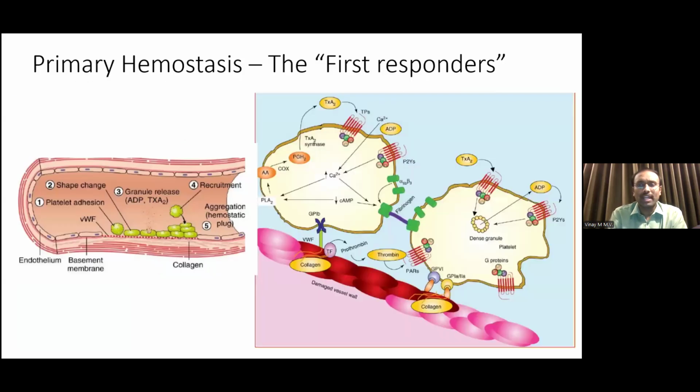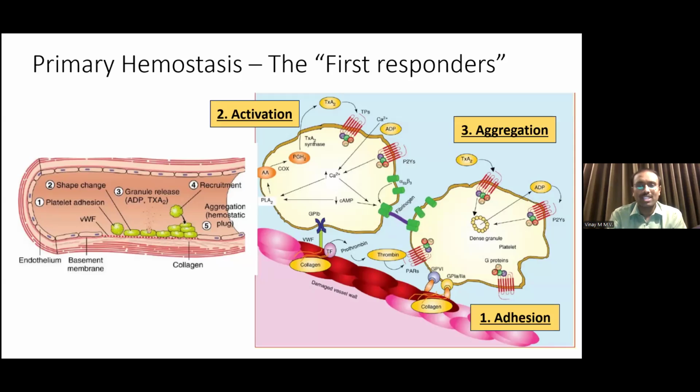We know that platelets are the primary responders of primary hemostasis, the first responders. Whenever there is a vessel wall injury, platelets are the first ones that go and stick to the injury. That is called adhesion. Then they release a few things and contract themselves and then adhere to each other, which is called activation and aggregation. Once that is done, the primary hemostatic plug is formed.